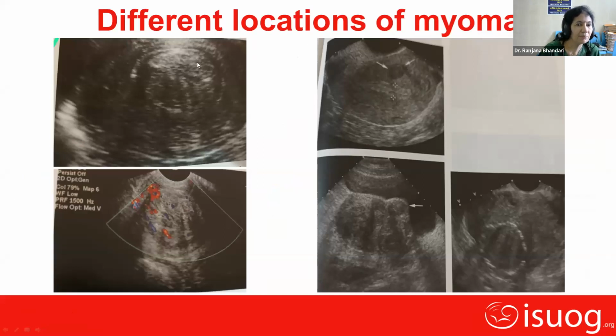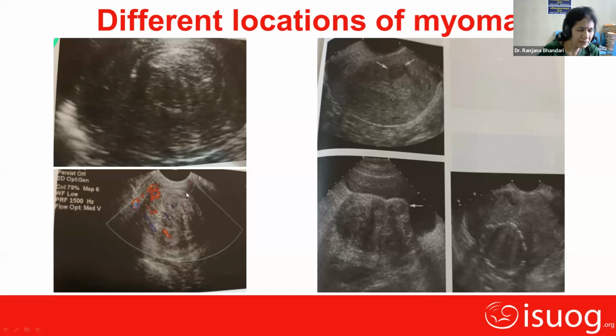So this is a submucous myoma. See, the submucous, this is the endometrial canal. The submucous myoma disorders the endometrial canal. So the endometrial canal becomes disordered, and if it becomes disordered, there are chances of infertility, there are chances of abortion, premature birth, or so many things can occur in this type of submucous myoma.